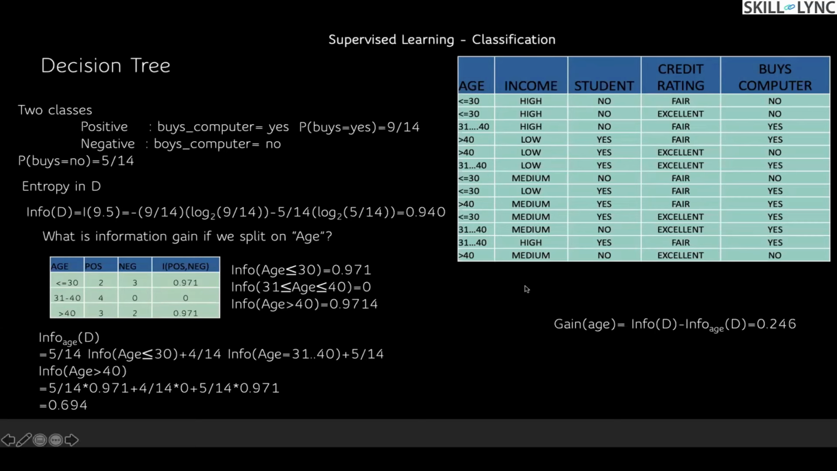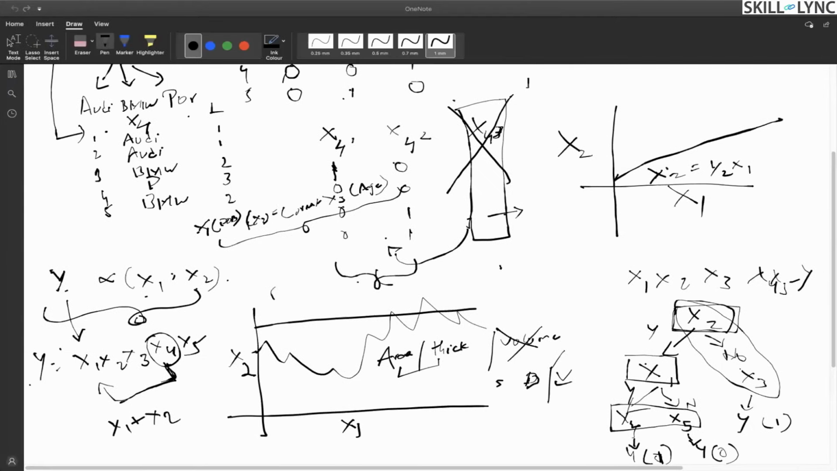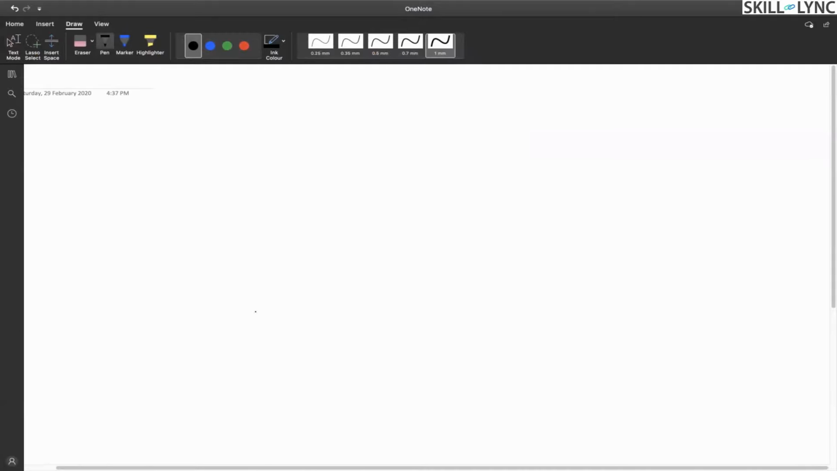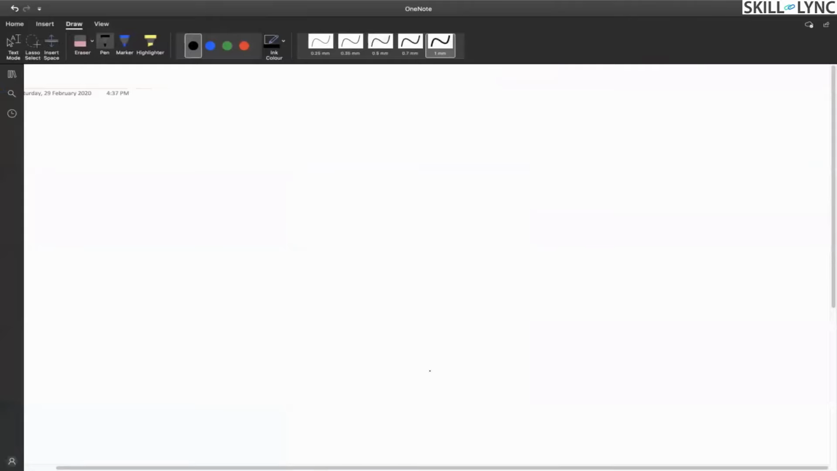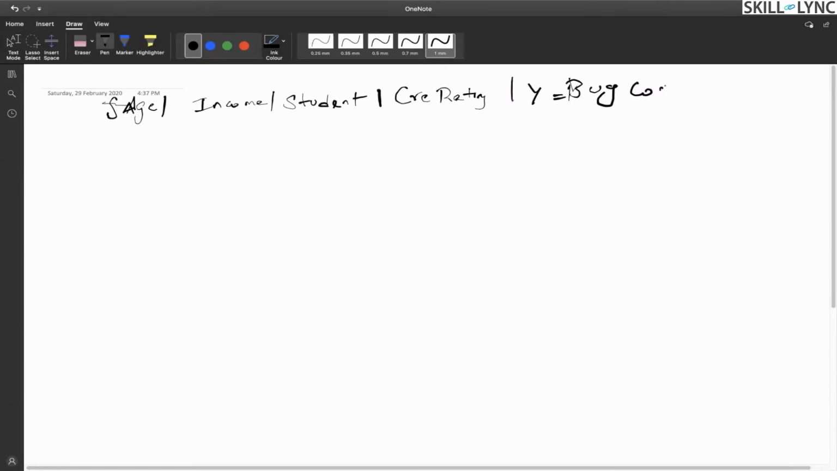Okay. Now, if I want to create a decision tree by looking at age, let me quickly do one thing. What were the features we had? Age, income, student, credit rating. And what was our output? Whether the person buys a computer or not. I will explain the concept. If we have time, we can look into the maths. Otherwise, it's very simple maths also.